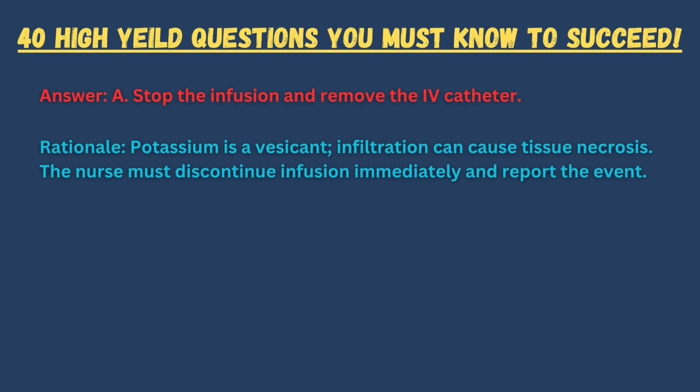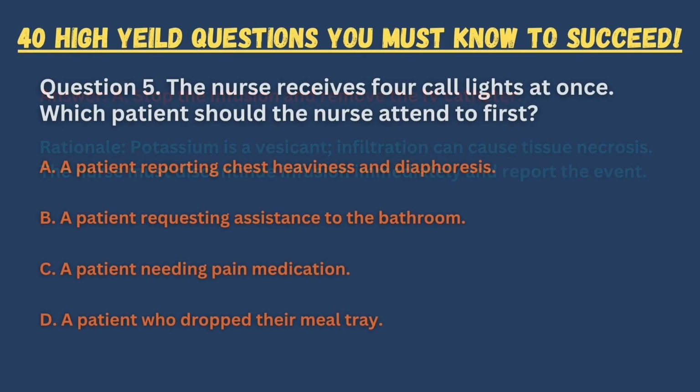Answer: A. Stop the infusion and remove the IV catheter. Rationale: potassium is a vesicant. Infiltration can cause tissue necrosis. The nurse must discontinue infusion immediately and report the event. Question 5. The nurse receives 4 call lights at once. Which patient should the nurse attend to first?